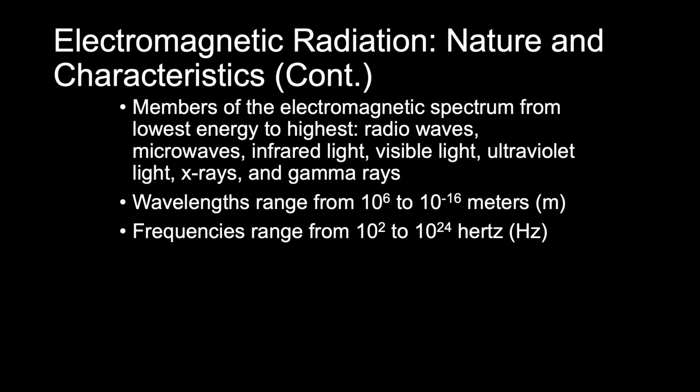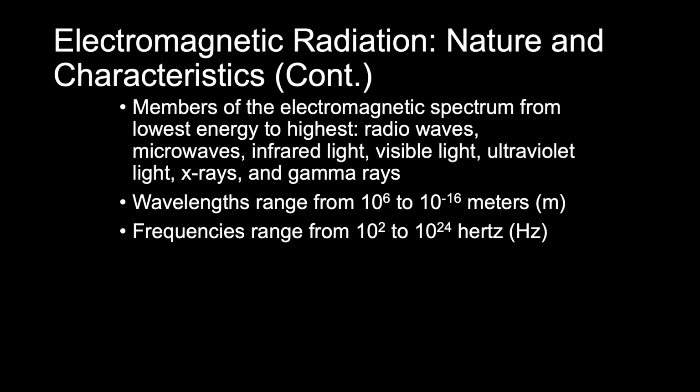The members of the electromagnetic spectrum from lowest energy to highest are radio waves, microwaves, infrared light, visible light, ultraviolet light, X-rays, and gamma rays. The wavelengths of the electromagnetic spectrum range from 10 to the 6th to 10 to the negative 16 meters, and the frequencies range from 10 to the 2nd to 10 to the 24th hertz.